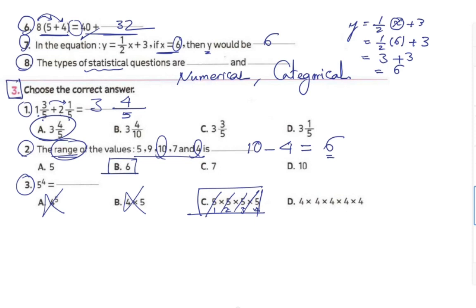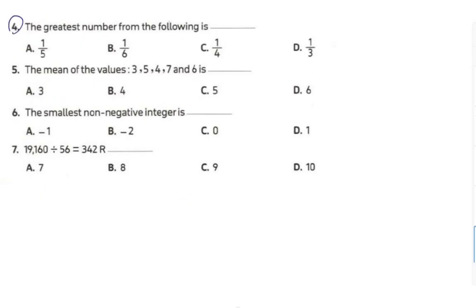Go to the fourth page of our model 3. Point number 4, the greatest number from the following. I have here 4 fractions. Okay, 4 fractions, but if you note, all of them have the numerator equal to 1. Okay, I have like numerators, so I will compare the denominators. We have 3, 4, 6, 5. He needs us to find the greatest one.